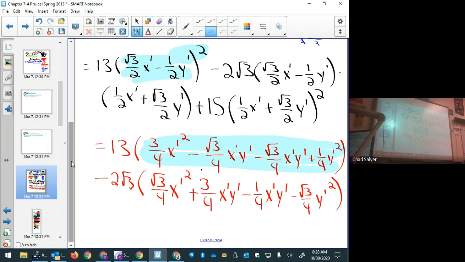Double check yourself. Nothing worse than making a mistake on a problem like this early, because guess what? Everything you did after that, chalk. First times first looks good. Outer times outer, looks good. Inner times inner. Looks good. Last times last also looks good. Okay, cool.